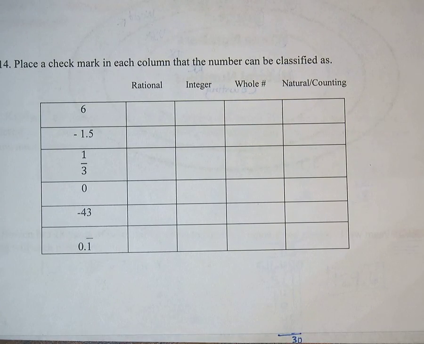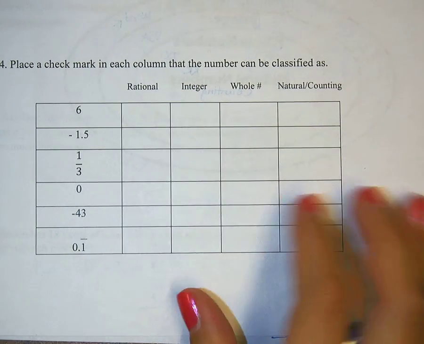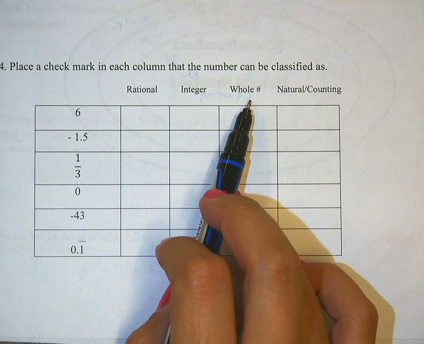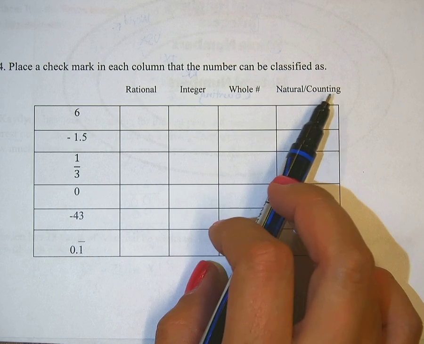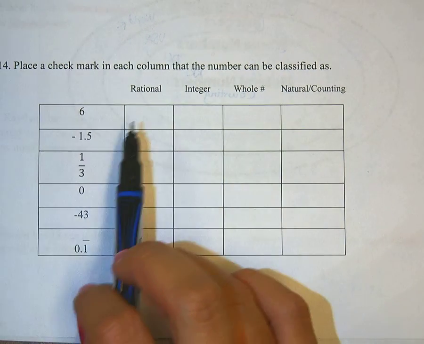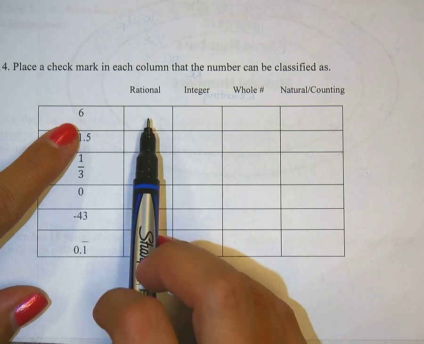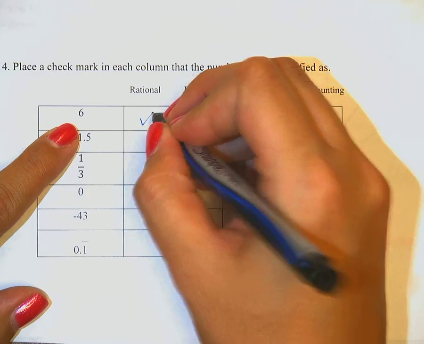Okay, number 14 looks familiar because at the very beginning of the school year, we looked at a setup just like this. We have rational numbers, we have integers, we have whole numbers, and then natural and counting numbers are going to be the same. It says place a check mark in the column. So the question would be, is 6 a rational number? And you would say, yes, it is.